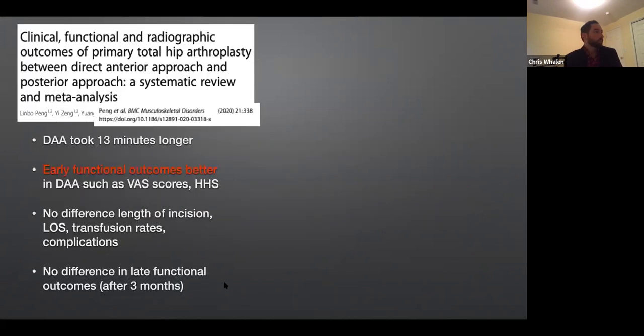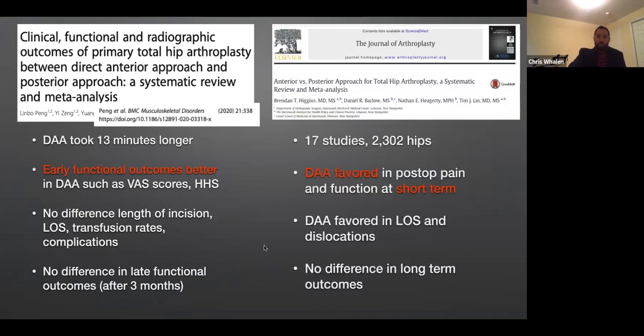I don't know. Well, if we try and put it all together, looking at some systematic reviews, pretty consistently they say DA has evidence to be favored in the short term, no difference in the long term. And this study looked at time and saw it did take longer on average.